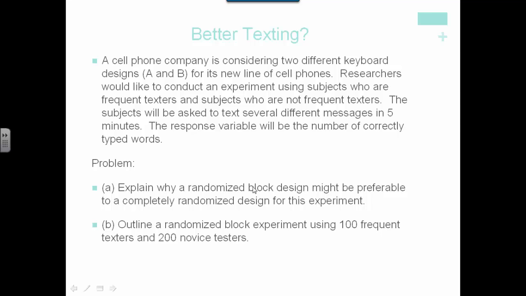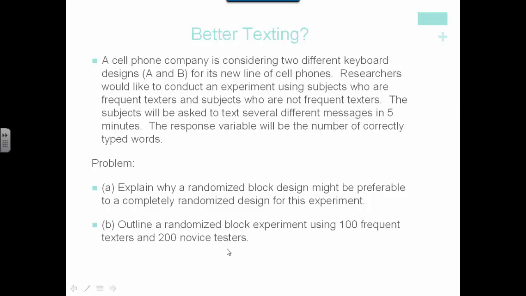To randomly assign the subjects to the two groups, we would put 50 slips of paper labeled A in a hat and 50 slips of paper labeled B in a hat. Mix up the papers, and have each subject select one to determine which design he or she will use. We follow a similar process for the 200 novice texters. After the experiment, compare the mean number of words correct for the two different designs within each block.